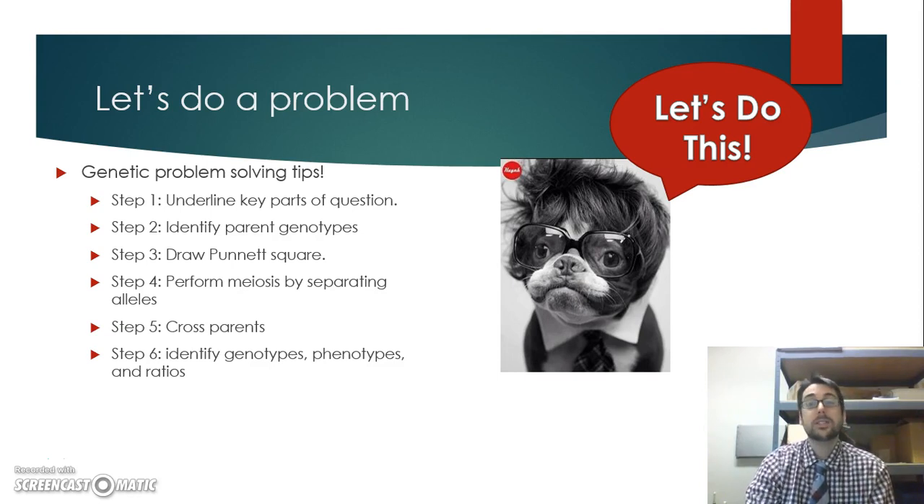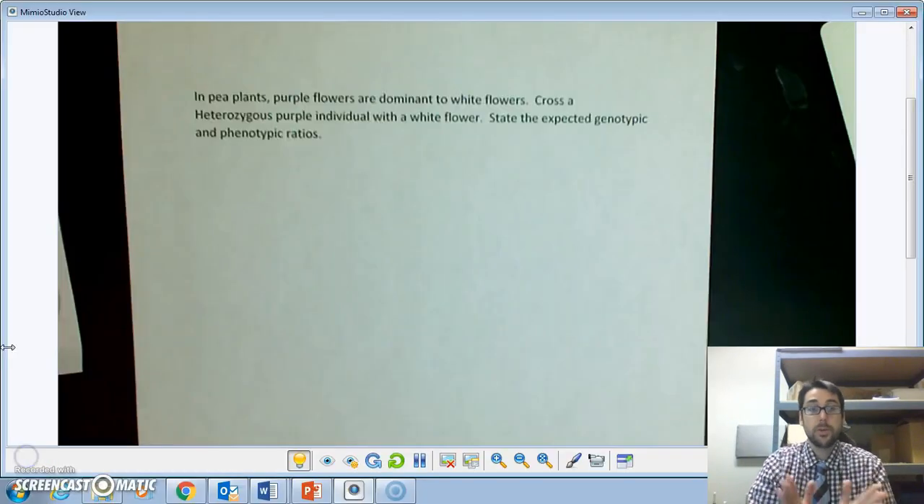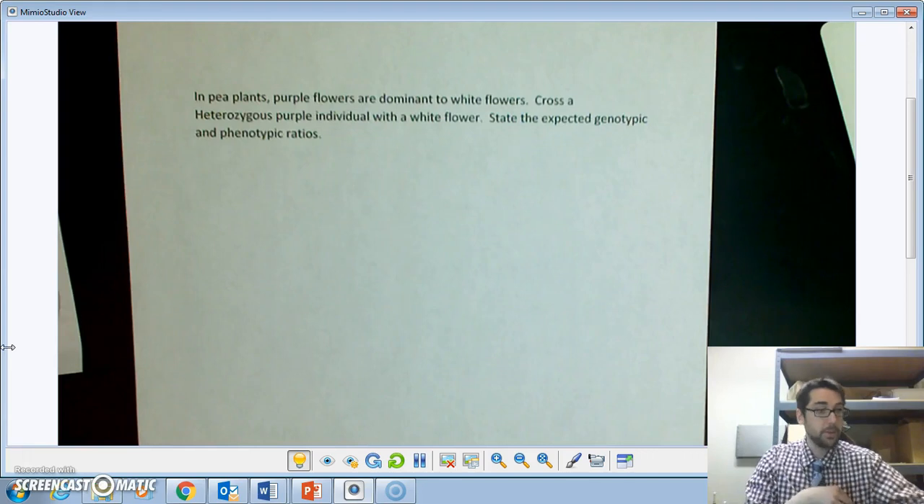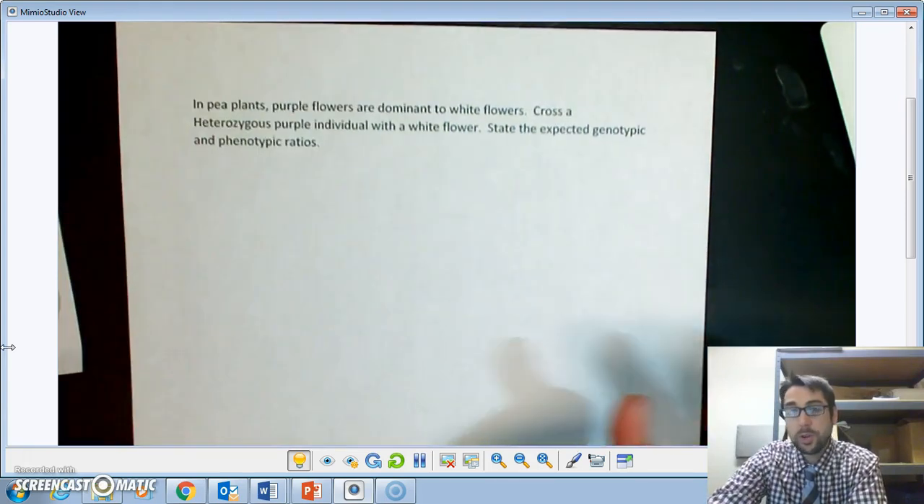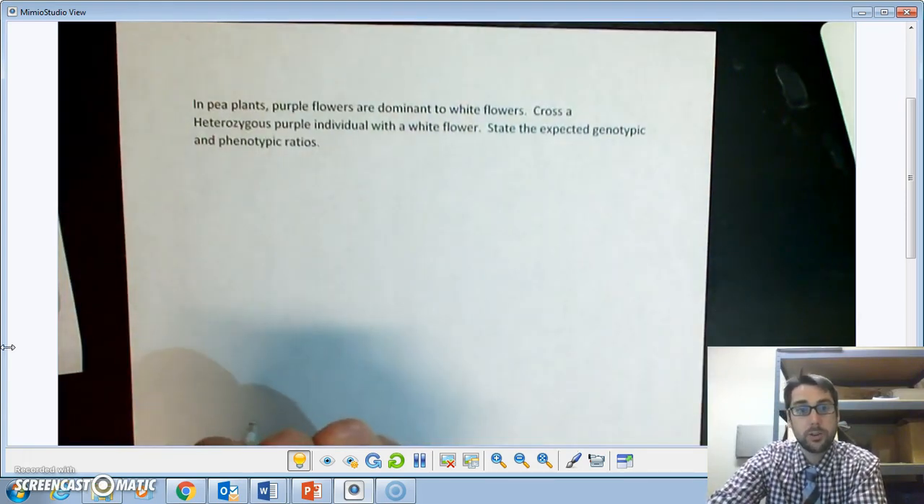So let's do this. All right, I'm just going to pause real quick. Boom, here we go. Classic Punnett square question. I gotta find my pen here. Oh, there it is. So we're looking at Mendelian genetics, and I'm going to do step 1 of reading through and underlining the problem.